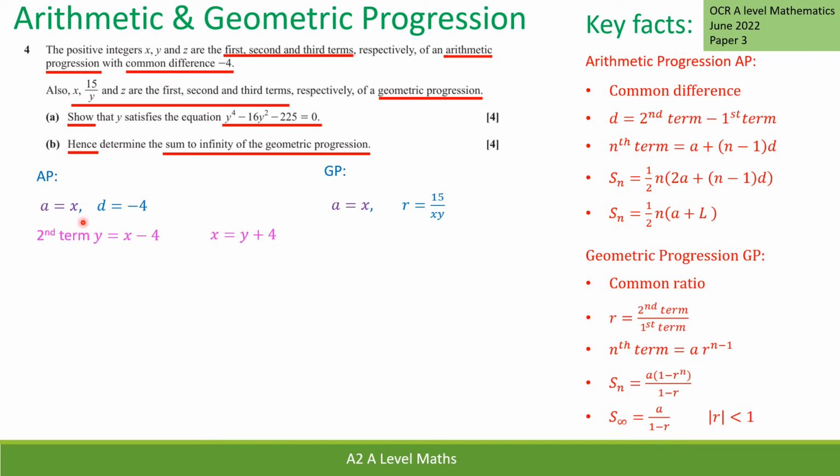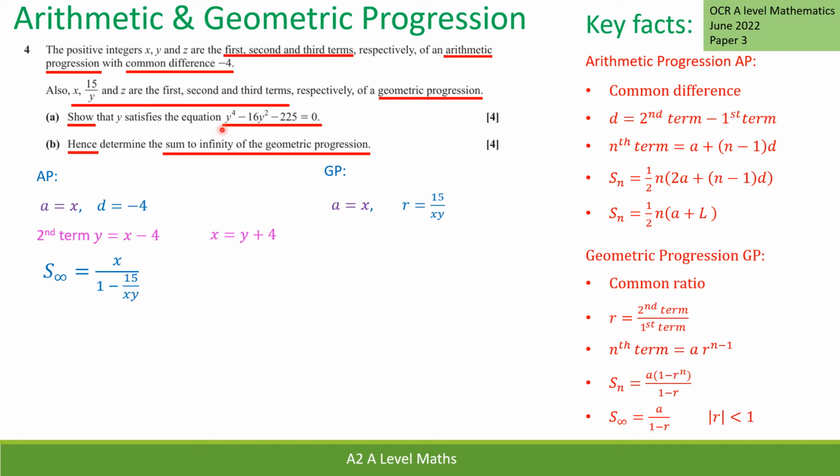So we know that a is x. We know that r is 15 over xy. So we can put those into the formula that sum to infinity is a, which is x, over 1 minus 15 over xy, where r is 15 over xy. So we basically need to work out the values of x and y.